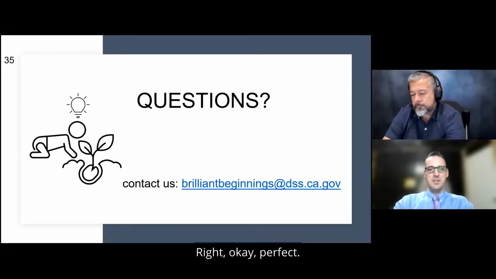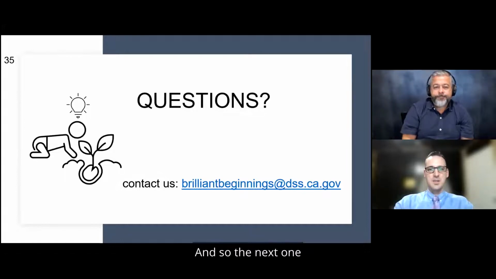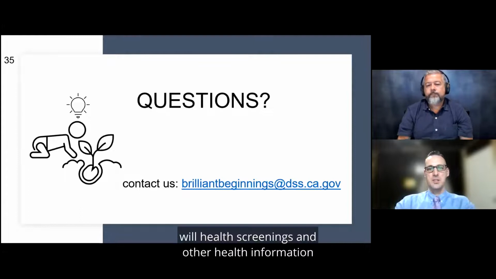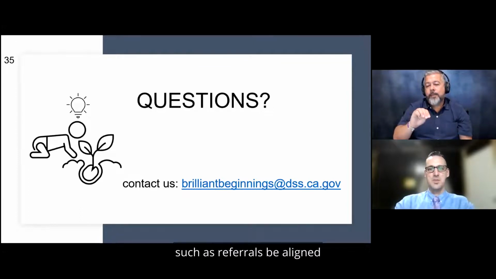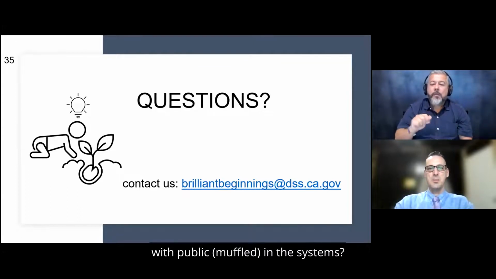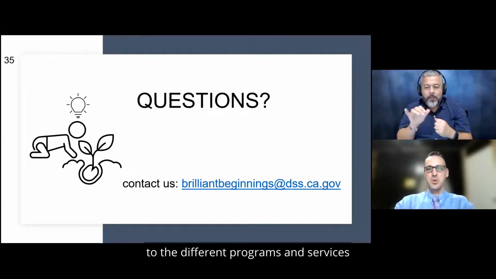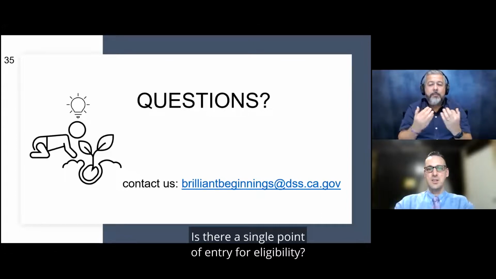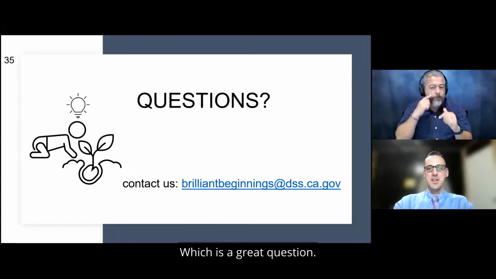Right, okay, perfect. And so the next one, also from Esmeralda: will health screenings and other health information such as referrals be aligned with public health in the systems? Will programs have access to the different programs and services that a family and their child have access to? Is there a single point of entry for eligibility? Which is a great question.